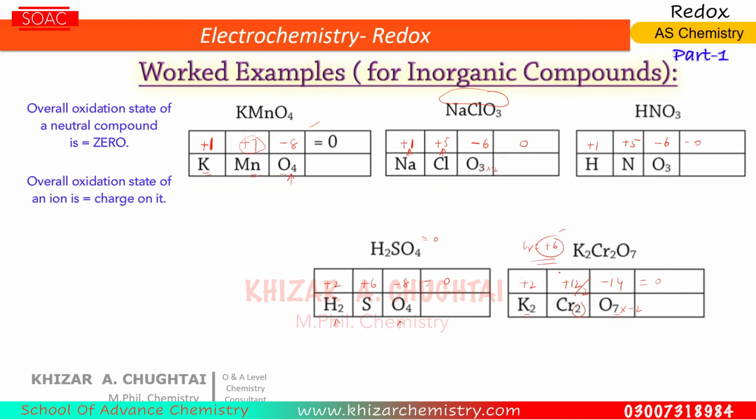So whenever you are asked to find the oxidation state of an element, you will be bound to find it with respect to one element. So the actual answer is +6.